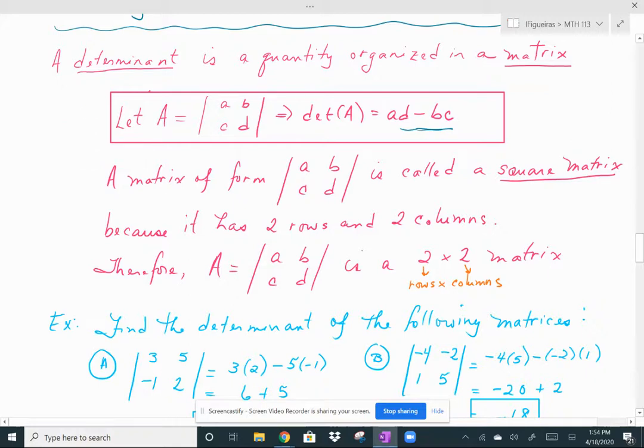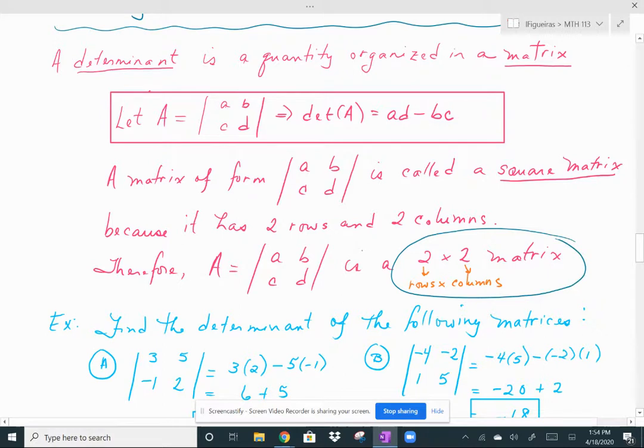All right, so we call this matrix a square matrix because you have the same number of rows and columns. This one happens to have 2 rows and 2 columns, so we call this a 2 by 2 matrix.